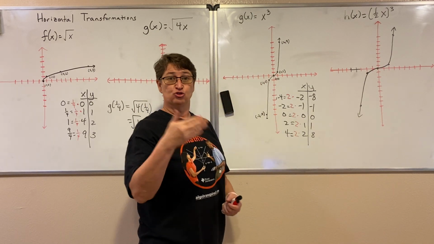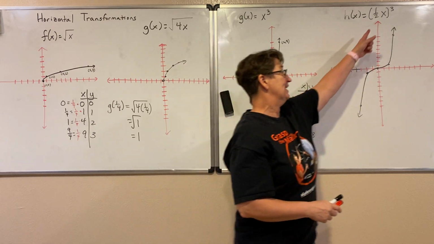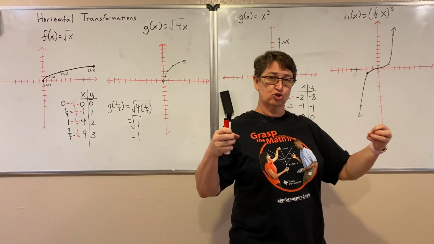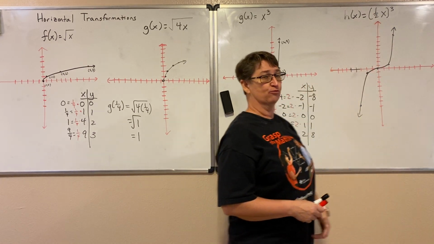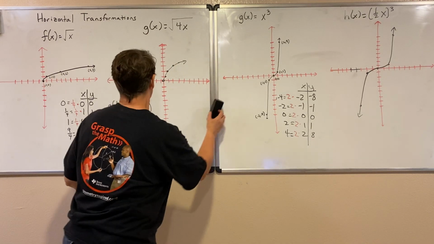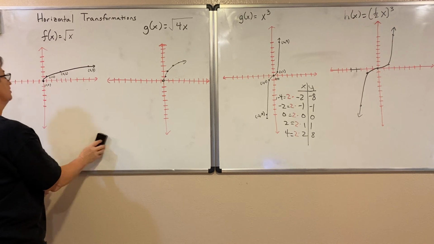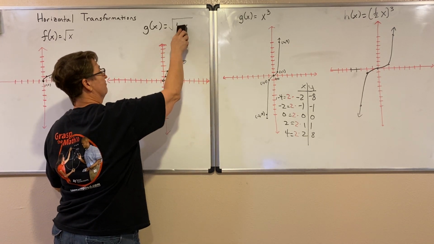So far we've had a translation. We move it left or right if we're adding inside the function, and then we have a dilation, we stretch it or shrink it if there's a scalar being multiplied by your function inside. Then there's one last transformation we're going to talk about, and that is if we multiply by a negative.